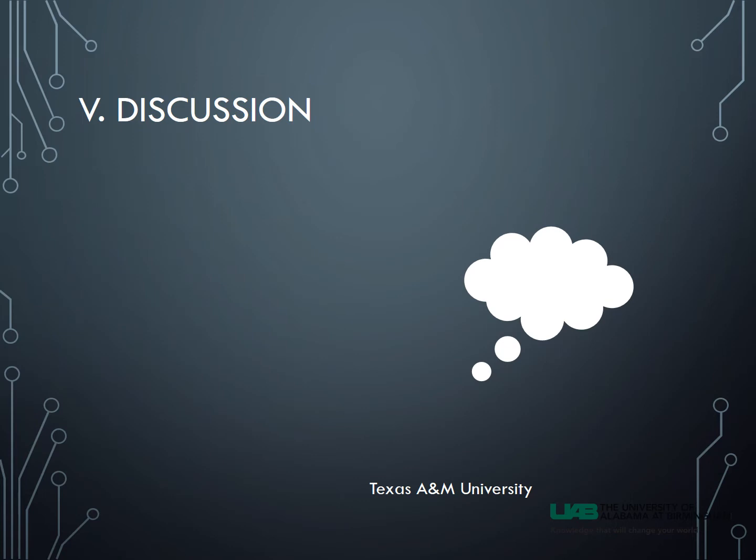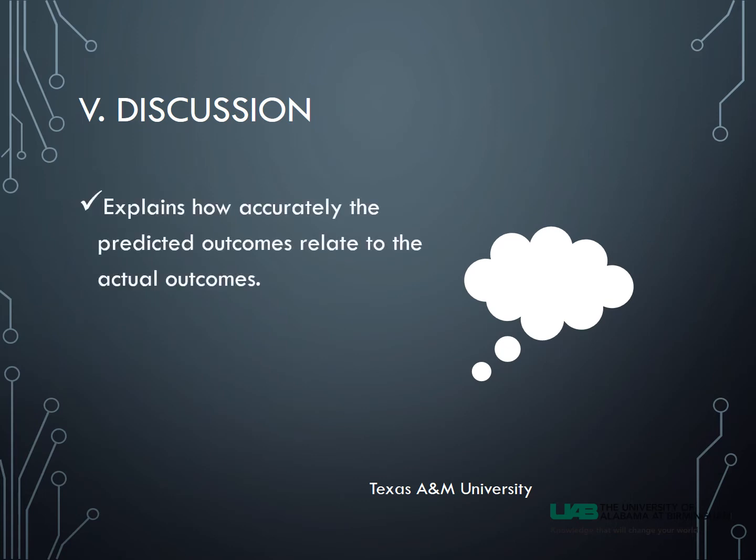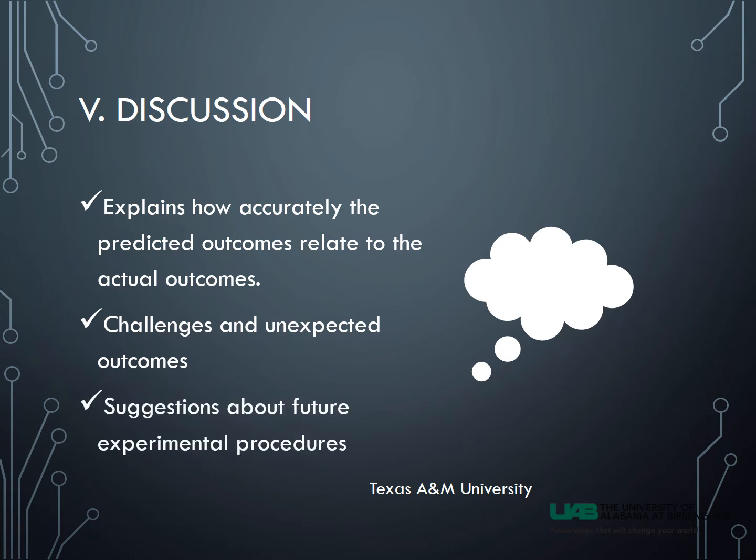All right, so for our discussion, this section explains how accurately the predicted outcomes relate to the actual outcomes. And so here a lab report will include explanations as to why an experiment did not work out as expected. And it may also include suggestions about future procedures that may produce more successful results.